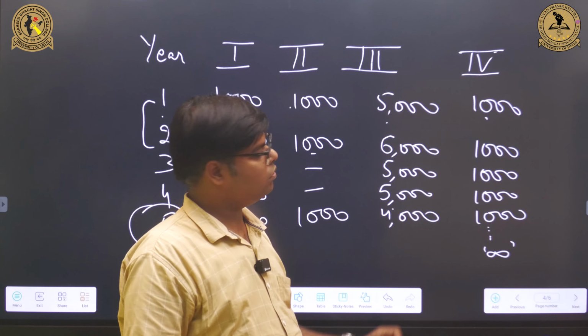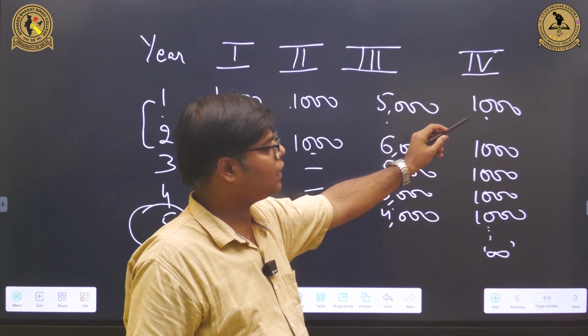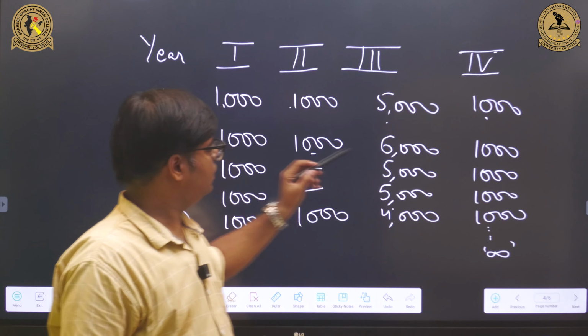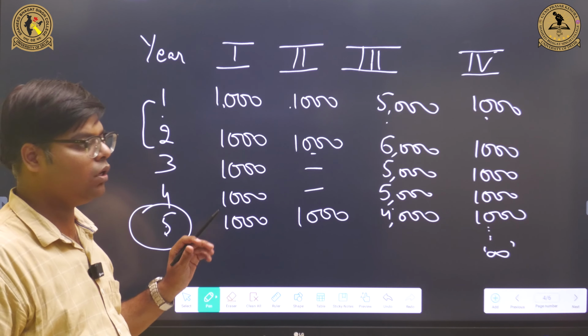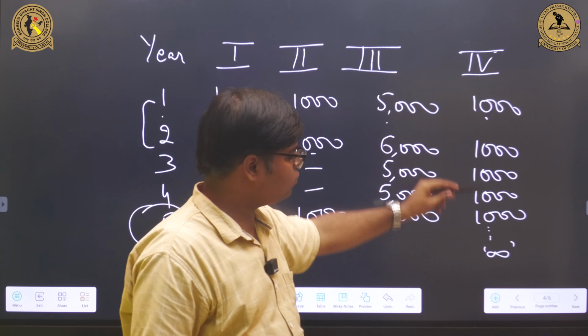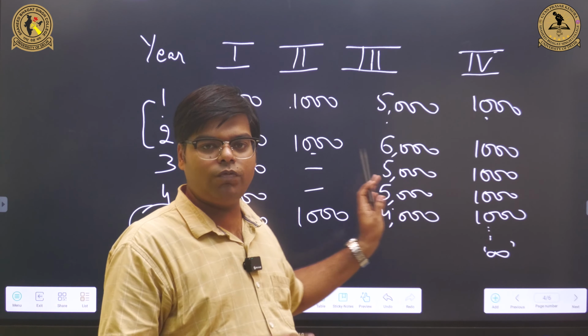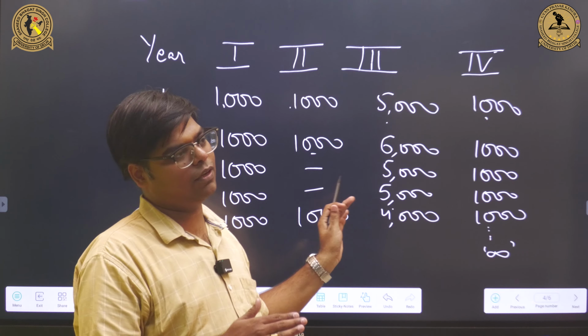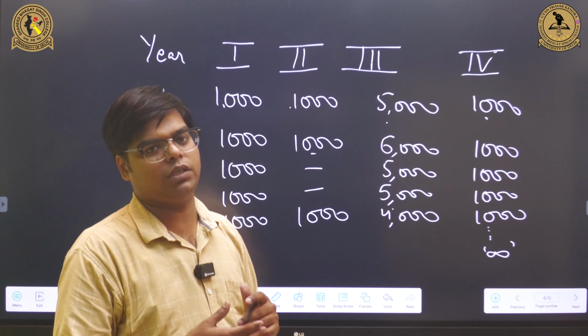The last scenario, wherein my cash flows are equal, that is 1000, my intervals are also equal, but my cash flows are infinite. So we don't call it annuity, there is a different term that is called perpetuity.